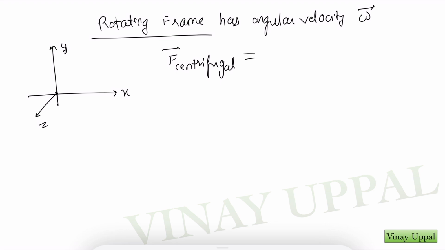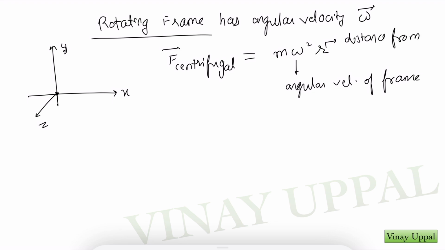So centrifugal force is given by m omega square r, where omega is the angular velocity of the frame, and r is the distance from the axis of rotation, and the direction is radially outwards. So it's radially outwards from the axis of rotation. So this is the centrifugal force, it's the pseudo force in the rotating frame.